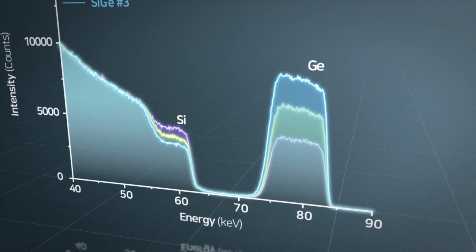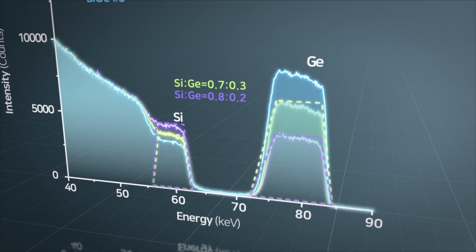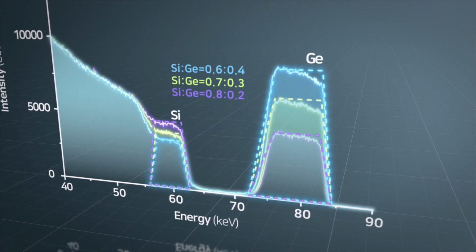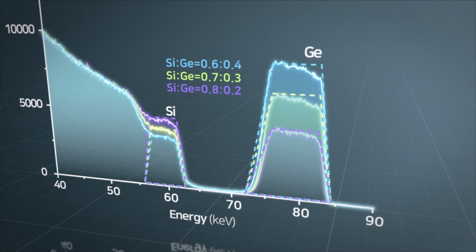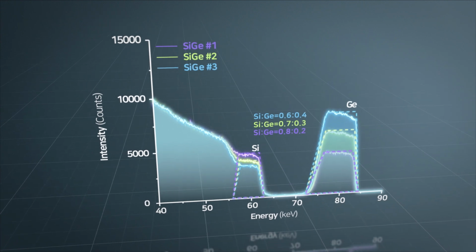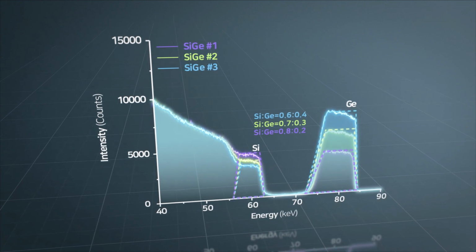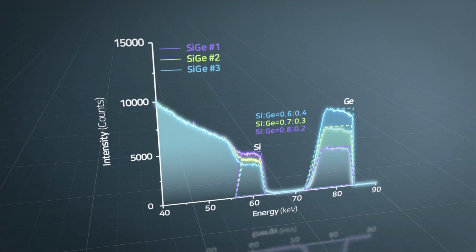The fact that the spectra of the three silicon germanium thin films have different heights implies that the composition of each silicon germanium thin film is different. The measurement results show that the germanium concentration increases and the silicon concentration decreases in the order of purple, green, and blue spectrum.